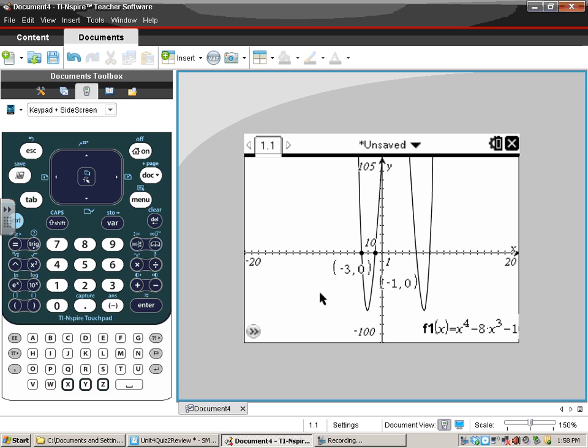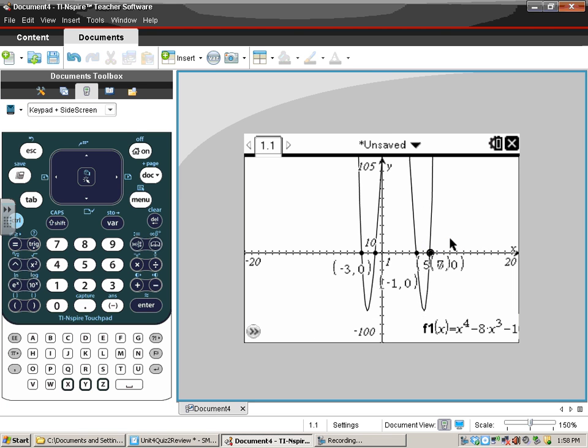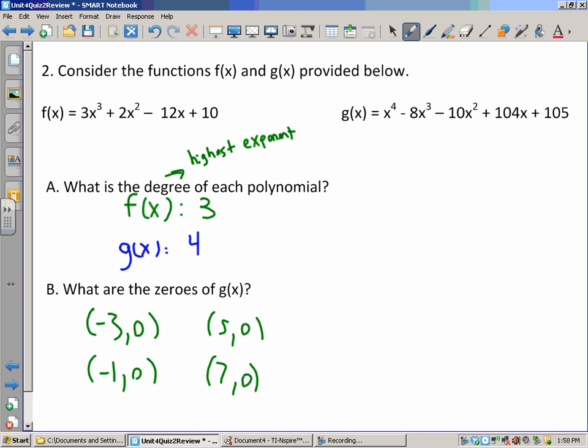So we have -3 comma 0, -1 comma 0, analyze graph zero, 5 comma 0, and 7 comma 0. So -3, -1, 5, and 7. Those are the zeros of g of x. And remember earlier we said that the number of x-intercepts has to be less than or equal to the degree. We said the degree of g of x is 4. This is 4 x-intercepts, so it works out beautifully.